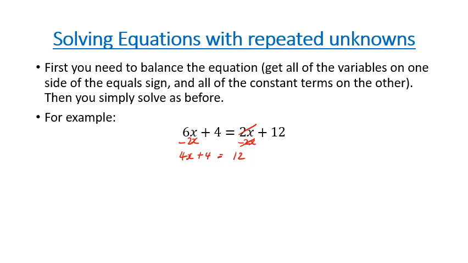The next thing I want to try and do is get rid of the constant term of the plus 4. So I do the inverse, which is minus 4, to both sides. That'll leave me with 4x equaling 8. Now I can solve it just as I did before. In this particular case, I'm going to divide both sides by 4, and x is going to be 2.